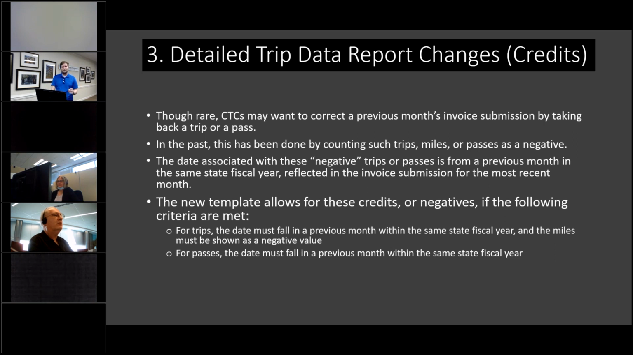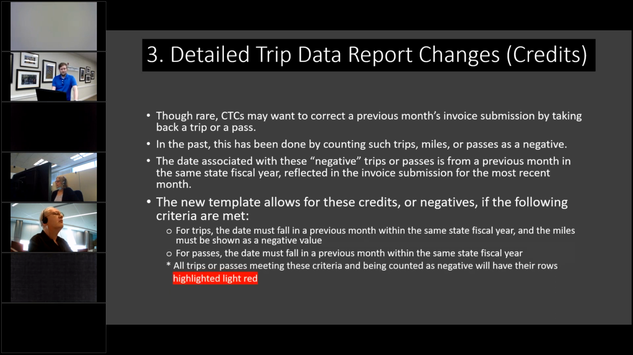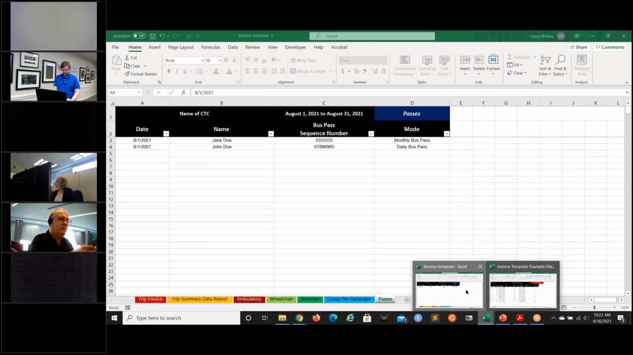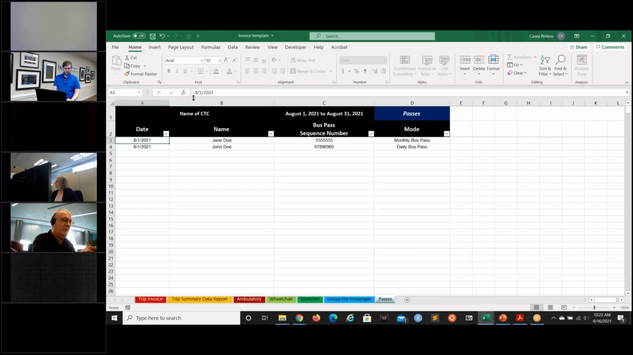For the trips, though, you need two different criteria. You need it to be a date within the same state fiscal year, but a previous month. And then the miles must be shown as a negative value. And when that happens, the entire row will be highlighted in red, which doesn't mean it's a mistake. It just means it's being counted negatively, which is actually what's desired. So I'll do an example of that. You kind of saw it on the bus pass, but we're in August. If we wanted to take back a bus pass from a previous month, we would just enter that previous month and it gets shaded red.